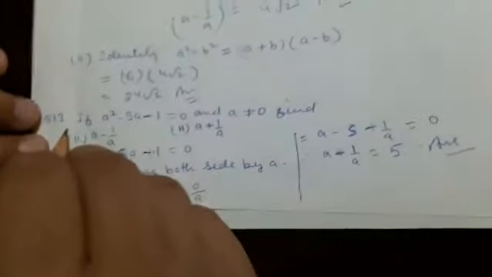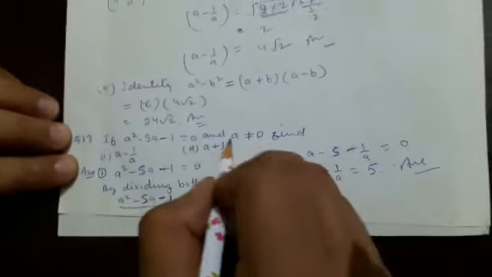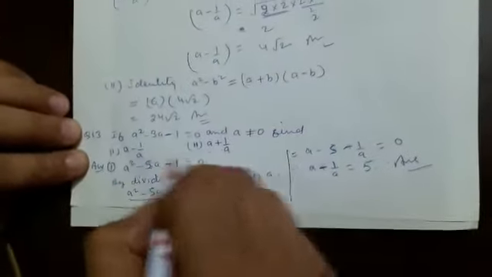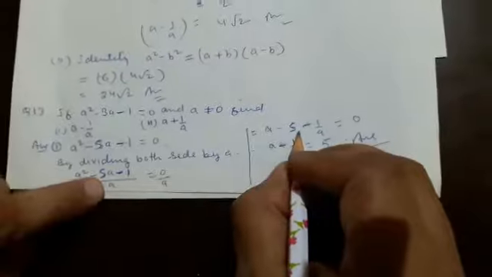Now let us see the next question, number 13. If a square minus 5a minus 1 is equal to 0 and a is not equal to 0, then find a minus 1 by a and second part a plus 1 by a. Let us see. By dividing both sides by a, we will get a, and this will cancel out, and 5, this will also cancel out. Here it will remain only a minus 5 plus 1 by a is equal to 0.